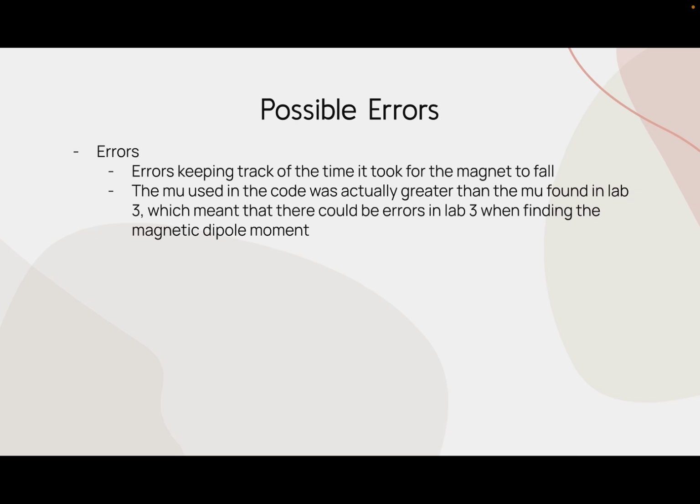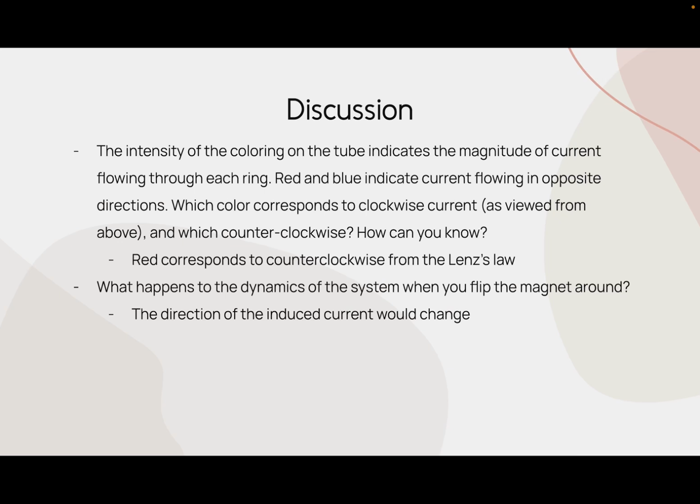Some of the possible errors are that there might have been errors keeping track of the time it took for the magnet to fall, and the mu used in the code was actually greater than the mu that was found in lab 3, which meant that there could have been errors in lab 3 when we were finding the mu. The intensity of the coloring on a tube indicates the magnitude of the current flowing through each ring, and red and blue indicate opposite directions.